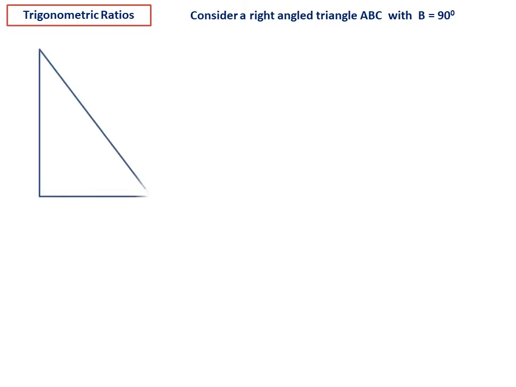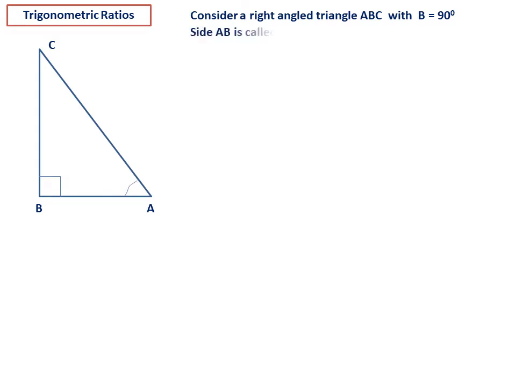Trigonometric ratio. First, let me define what is the meaning of trigonometric ratio using a triangle. So consider a right angle triangle. As I told you already, we are defining the trigonometric ratio taking a right angle triangle. So I am taking a triangle ABC where the angle B is 90 degrees. So this is the diagram. So A, B and C, and B is 90 degrees. So this is the first thing you have to understand.